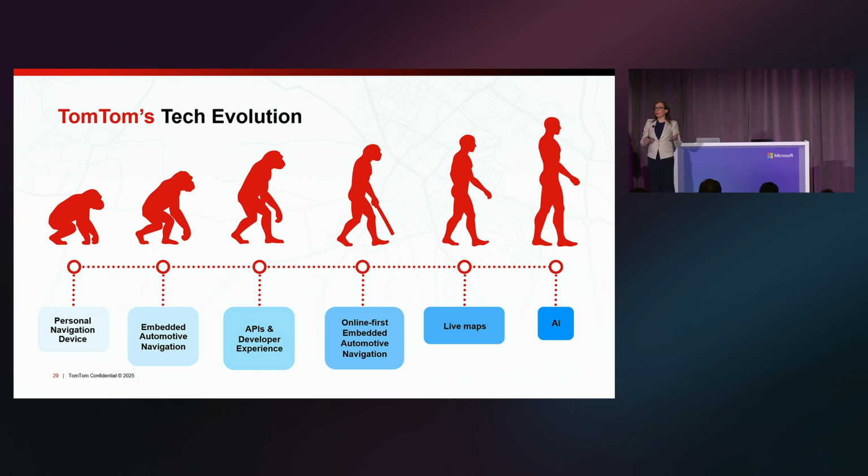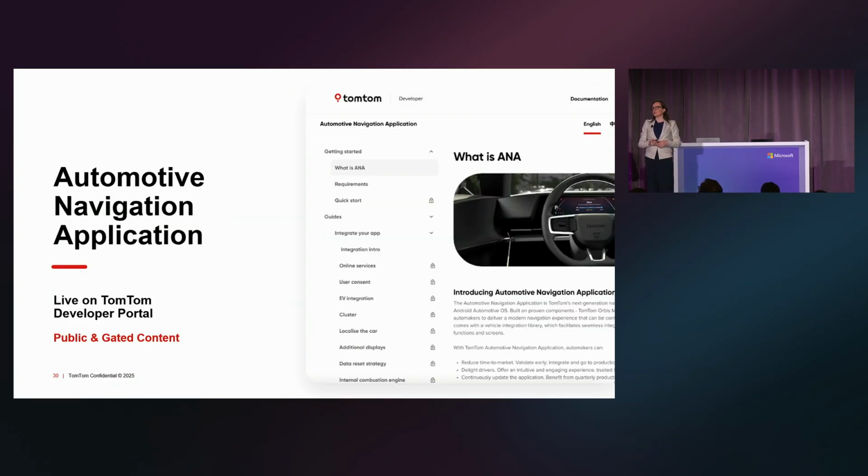And now, today, we are in the era of AI. And that's what I'm going to talk to you about today in the context of our automotive navigation application, or ANA. So we are live on the TomTom developer portal. We launched in September. We're seeing some good traction. So you can already go on to our TomTom developer portal, request access, and start evaluating our app.